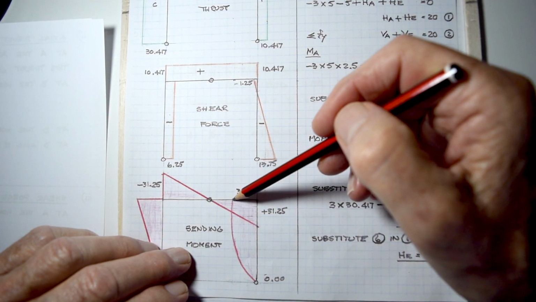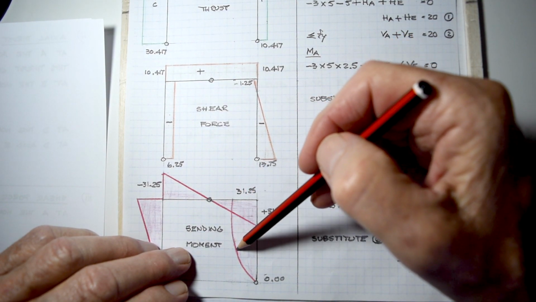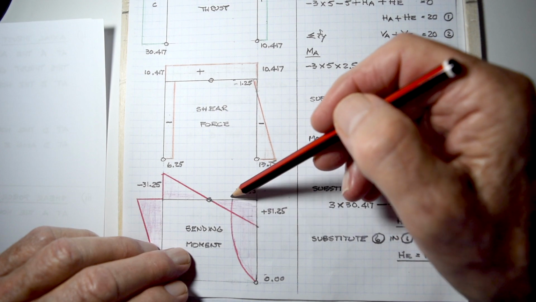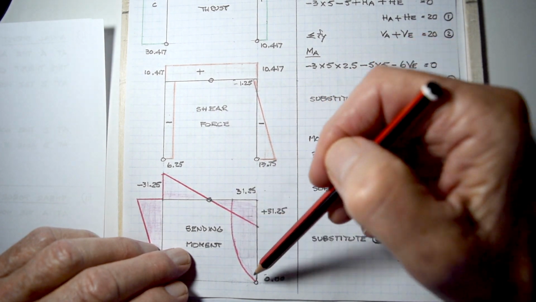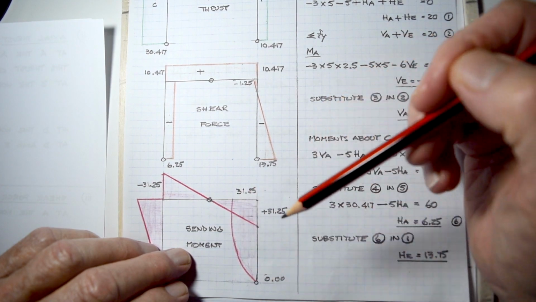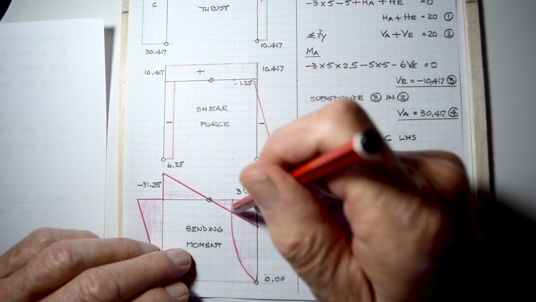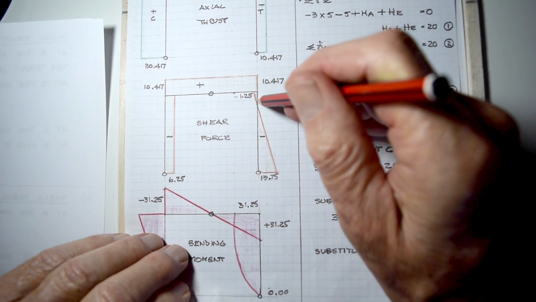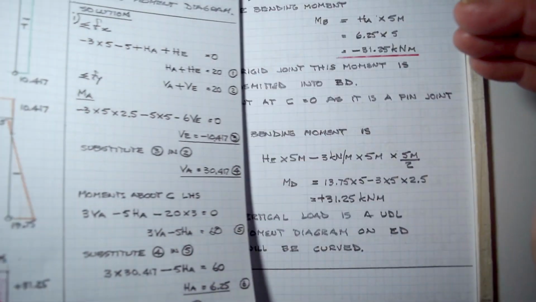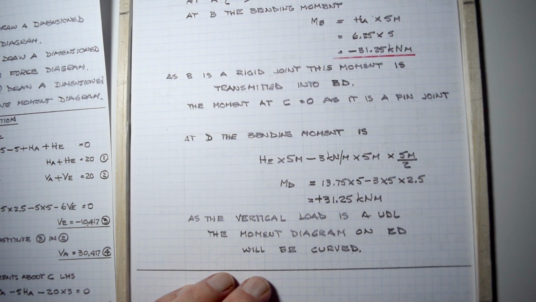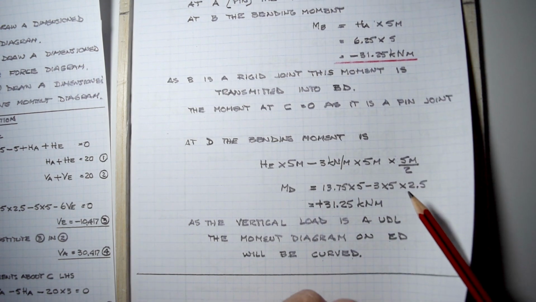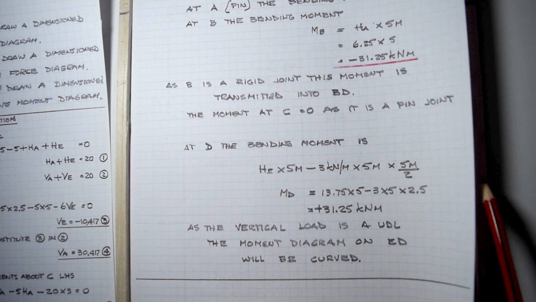Your bending moment for the UDL and the vertical leg is curved like that, and you could work out moments at various stations along there just to plot that curve if you wished. But the maximum would be up there somewhere at this point of minimum shear. Vertical load is a UDL, and the moment diagram on ED will be curved. Now, that brings me to the end of that, and I think that's quite a simple way of doing it.